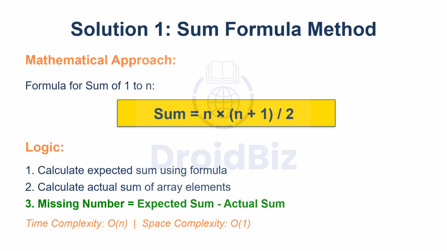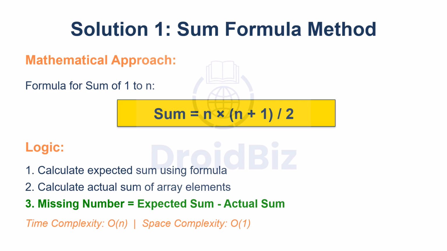Step 1. Calculate the expected sum using the formula. This gives us what the sum should be if all numbers were present. Step 2. Calculate the actual sum by adding all the elements in the given array. Step 3. The missing number equals the expected sum minus the actual sum. The difference between what we should have and what we actually have is our missing number.